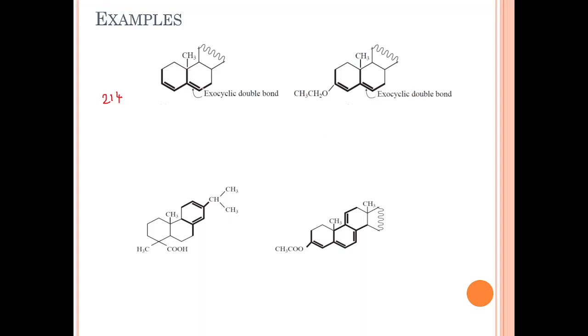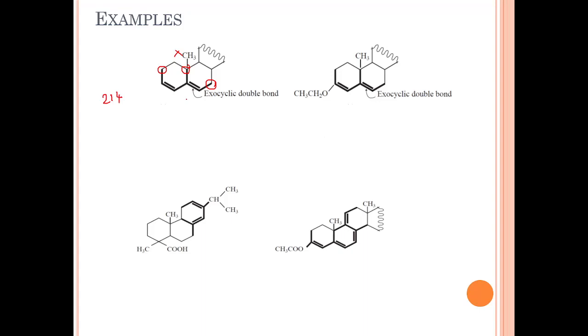It is extended towards this ring, but this double bond is not an exocyclic double bond because it is not attached to any kind of ring. So only one double bond is an exocyclic double bond, and these are the ring residues. This is 1, this is 2, and this is 3. So don't consider this methyl group because it is not directly attached to our diene system.